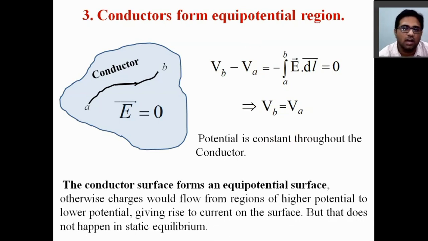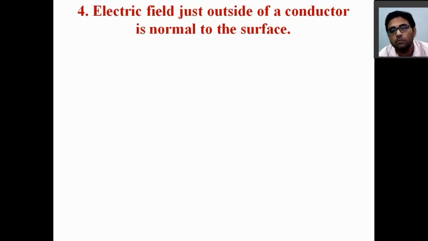Now the conductor surface also forms an equipotential surface. Otherwise, charges would flow from regions of higher potential to lower potential, giving rise to a current on the surface. But that does not happen in static equilibrium, right? So that is why we can say conductors form an equipotential region. The next important property is that the electric field just outside a conductor is perpendicular to the surface.